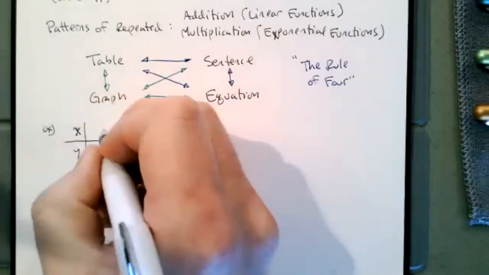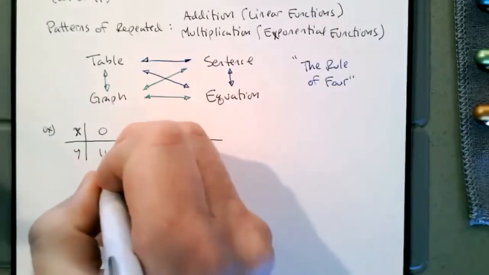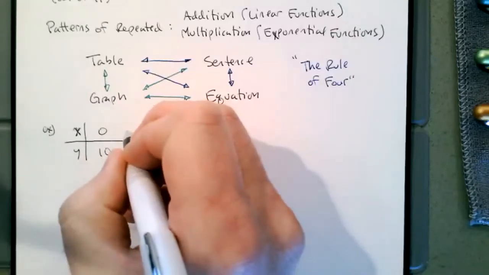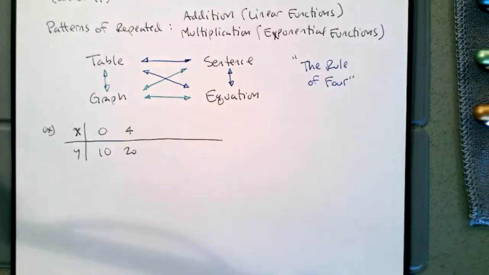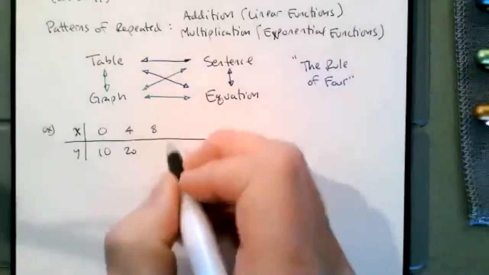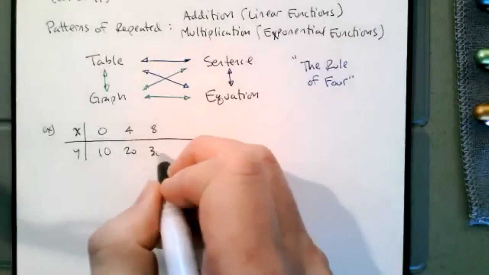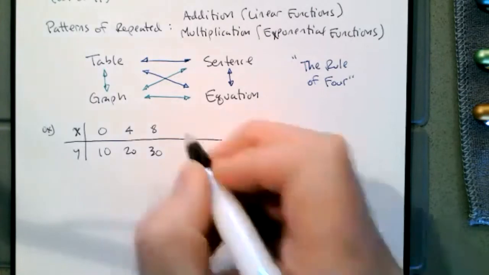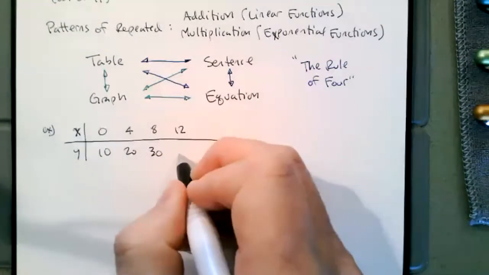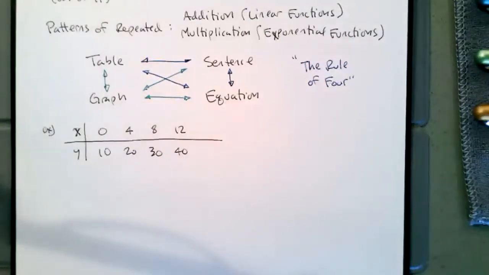Let's start off with 0, 10. And then at 4, we'll go to 20. Right now, not enough to make a judgment on what kind of pattern we're dealing with. But if at 8, we end up at 30, now we have a pretty strong suspicion of what the pattern is. And then if at 12, we end up at 40, we have very strong evidence as to what's going on.